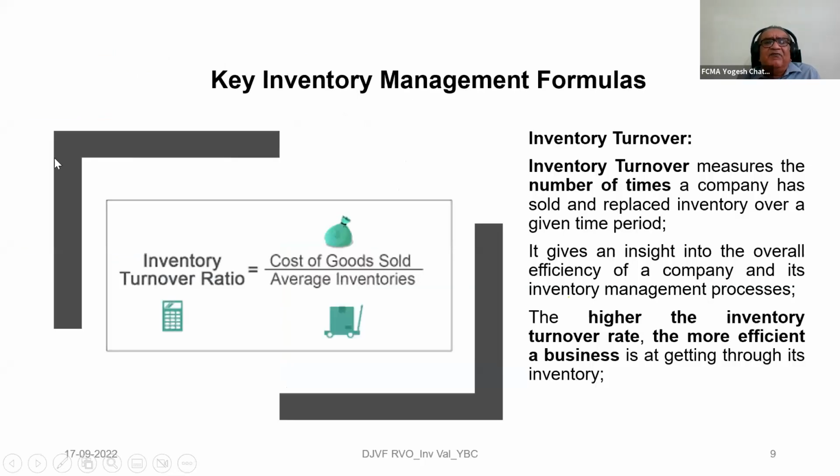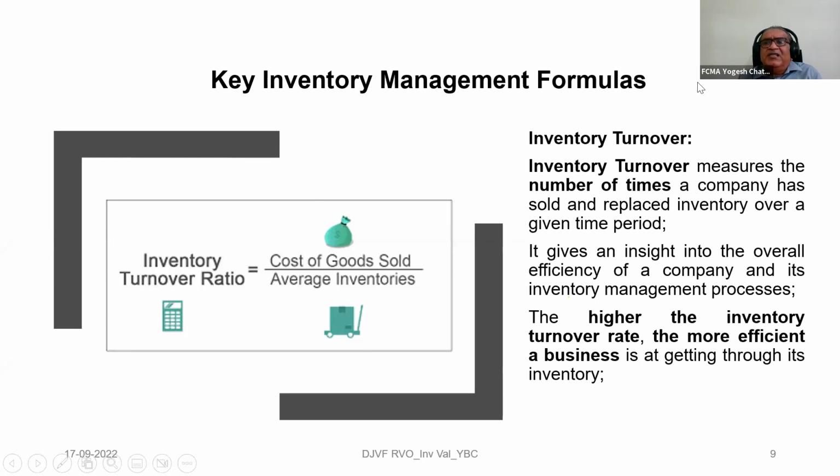Now, these are the important ratios which we consider based on the information provided in the financial statement. So, an important ratio is inventory turnover. Inventory turnover measures the number of times a company has sold and replaced inventory over a given time. So, the higher the inventory turnover rate, the more efficient a business is at getting through its inventory. So, this is the formula which we all are aware of.